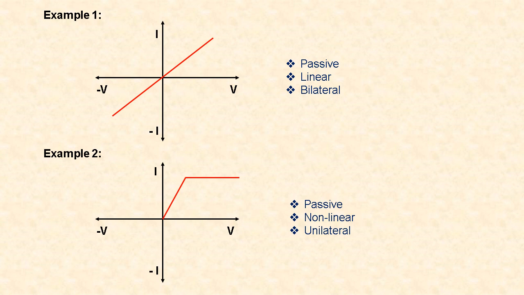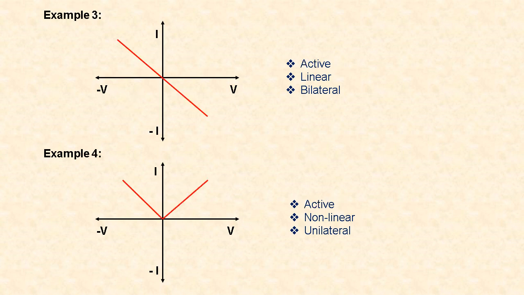If you see the next example, here the VI characteristic is not a straight line, and also the slope is not the same throughout the graph. So it is a non-linear element, and its V by I ratio is positive. So it is a passive element, but the V by I ratio is not the same in both directions. So it is a unilateral element.